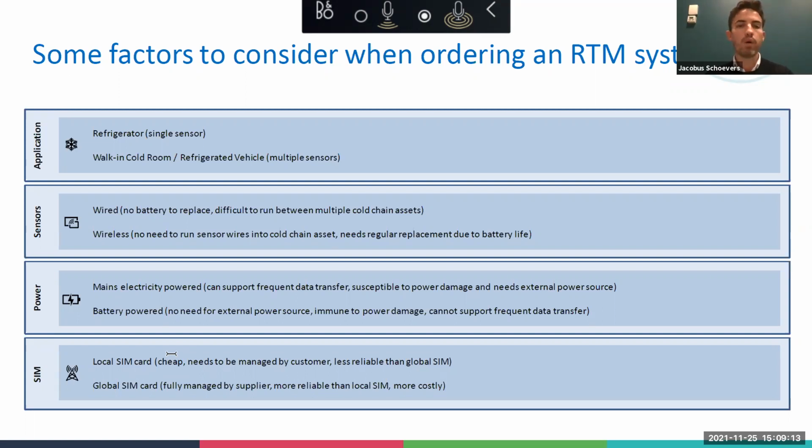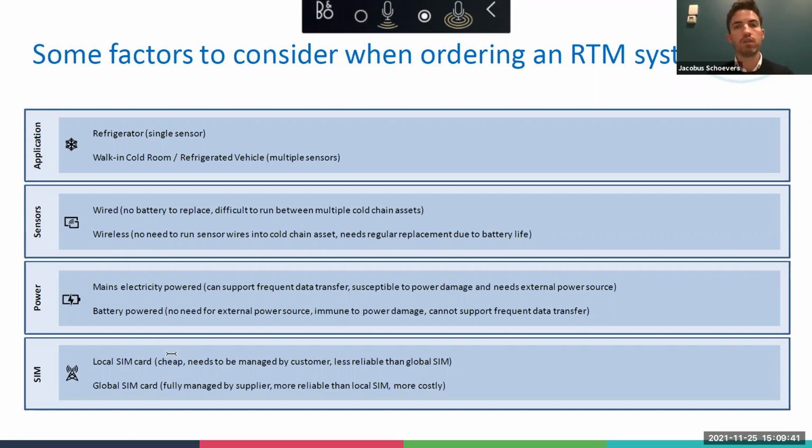Then talking about the power, not so important, but just to note that you have systems that are powered by mains electricity, and they're a little bit more susceptible to power damage, etc. Then you have battery-powered systems that don't need an external power source. They're immune to power damage, but they typically cannot support very frequent data transfer.